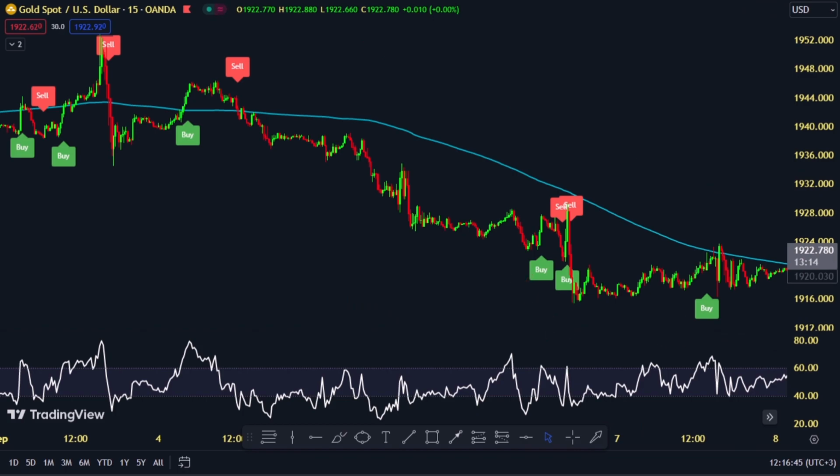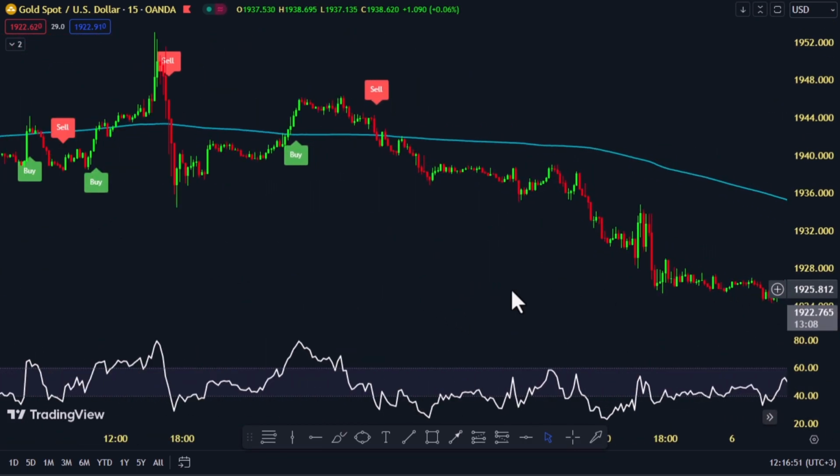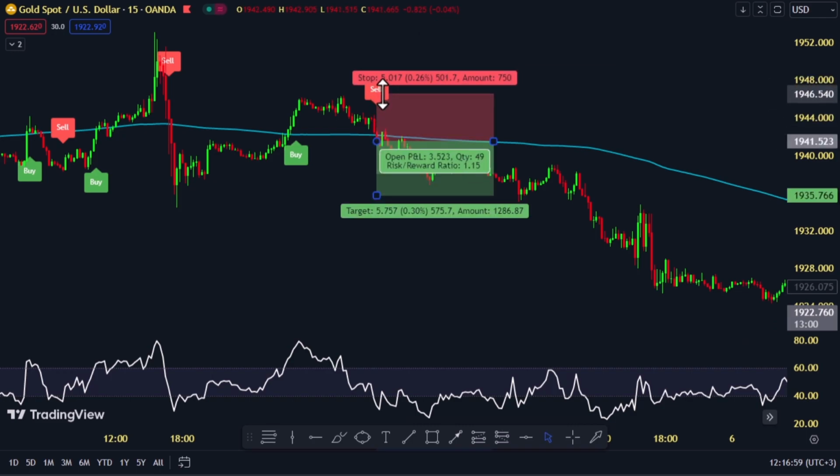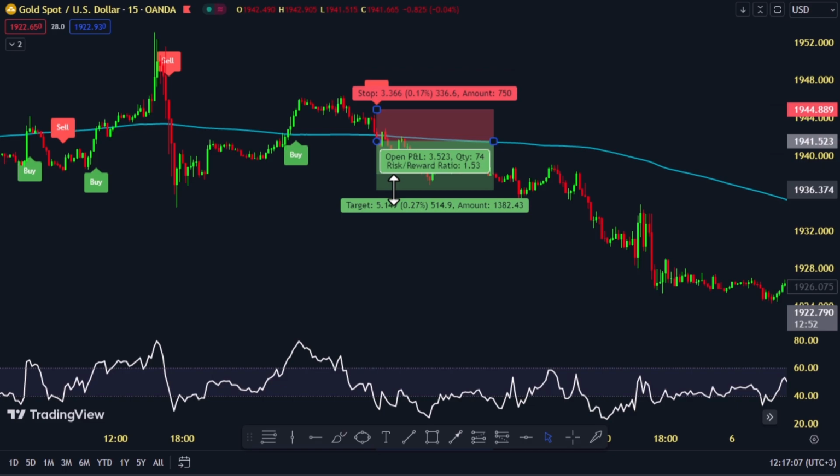For short trades, we need to be in a bearish scenario. The RSI should be below 40 and the SMA must indicate a downtrend. If all these conditions are met, the signal is confirmed and we can enter a short trade. We can use the SMA as a stop loss level by placing it just above it. For a risk to reward ratio of 1 to 1.5, we can exit the trade.